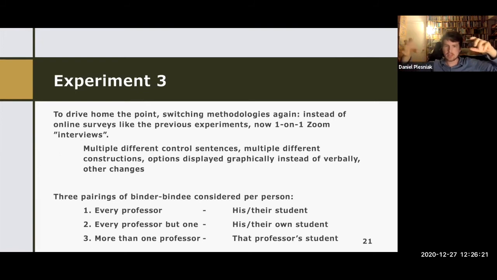We let people have a choice in this case because some English speakers don't like his student referring back to every professor. Some prefer it to be their student. It's gender neutral. So we had every professor and his/their student, every professor but one and his/their own student. Some have said, and I think it's true, that the phrase their own student or his own student is much more likely to get this BVA reading. And a third one, more than one professor and that professor's student. So now that professor isn't even a pronoun, it's a nominal phrase. But it turns out these all work exactly the same way.